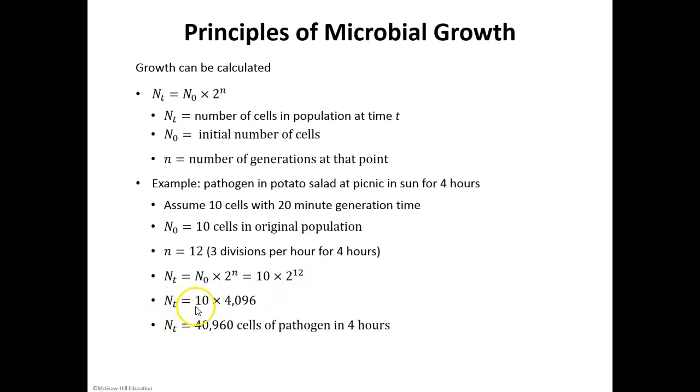So N sub t equals 10 times 4,096, which means if we multiply that together, N sub t is 40,960 cells of some pathogen in 4 hours that are in that potato salad. So 10 cells probably won't cause a lot of problems if they're distributed out. Someone might get a bacterial pathogen, they might not. But when you have 40,000, you're more likely to get those pathogens in your system.